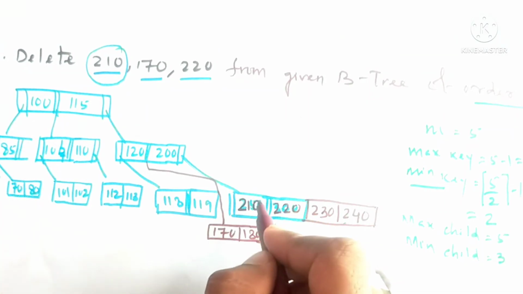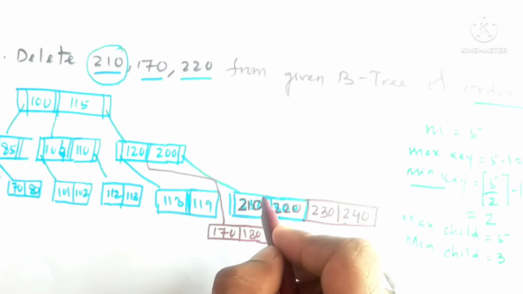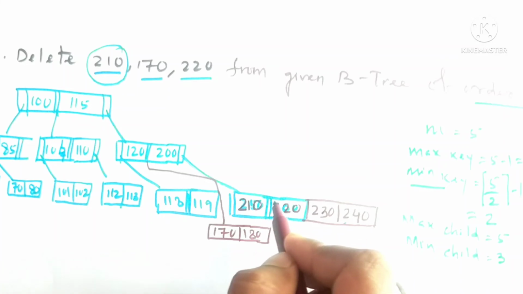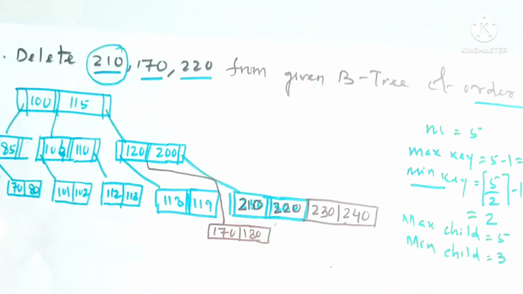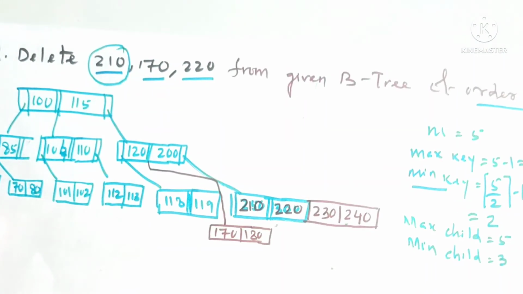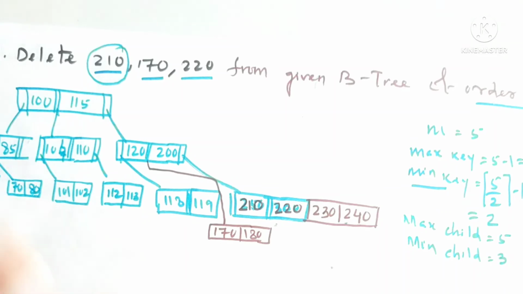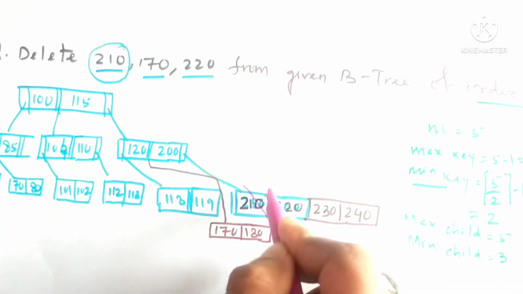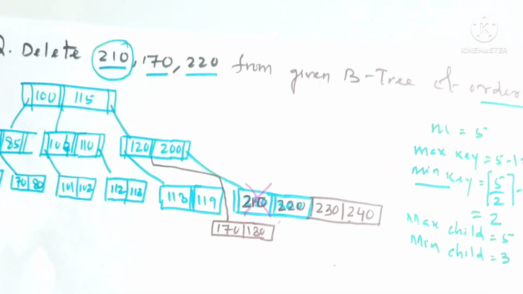So that is deleting the value from the leaf node. I can delete it directly without any problem. So here I am directly deleting it, so I cross-mark it.